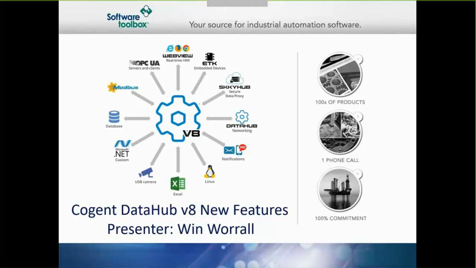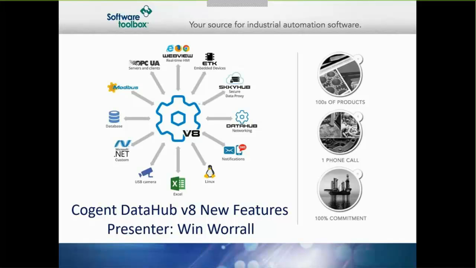In today's webinar, I'm going to cover the new features that have been added to the Cogent DataHub version 8. The Cogent DataHub is an industry leader in secure networking technology. This new version focuses on expanding the DataHub's ability to connect to a wider variety of data sources using industry standards. We understand the growing need for you to share your data that originates on your operations network.